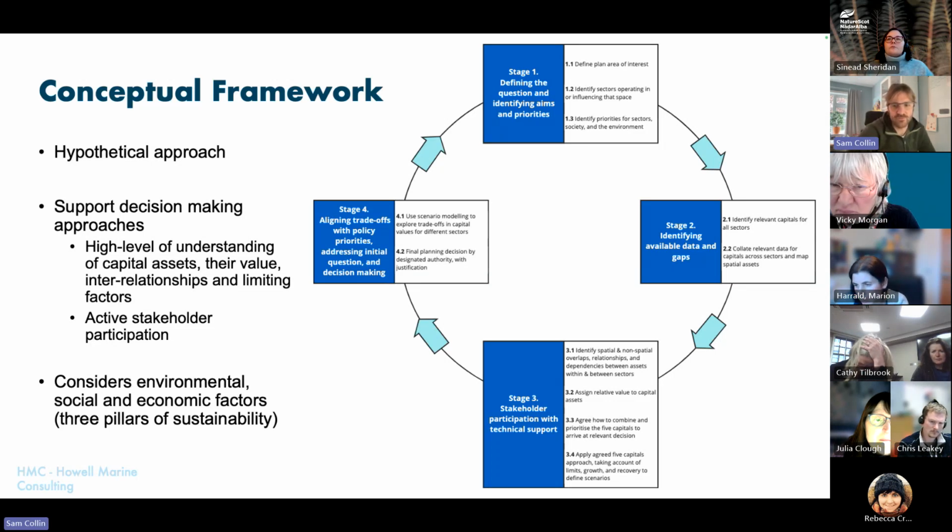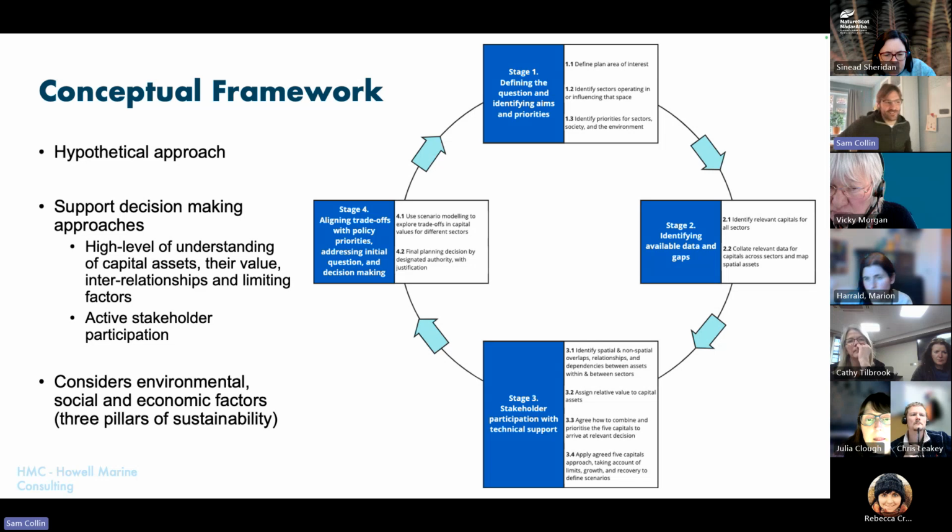So trying to move away from financial value and being able to compare them all on the same scale and the same metric. There are different ways of assigning relative values. We haven't gone into that detail within the report, but that's certainly one of the recommendations coming from the report.